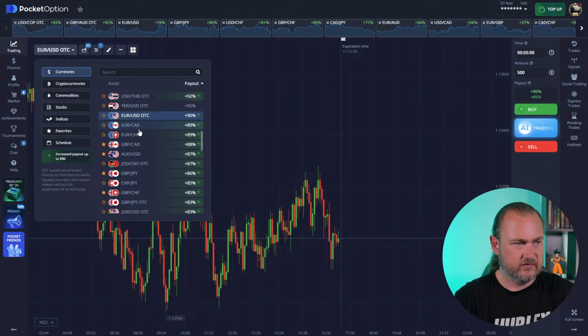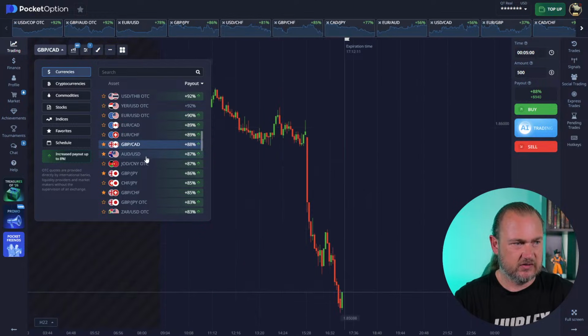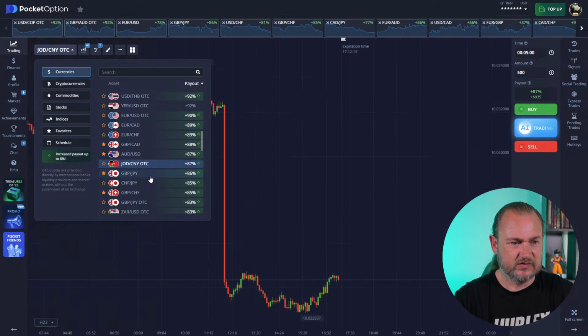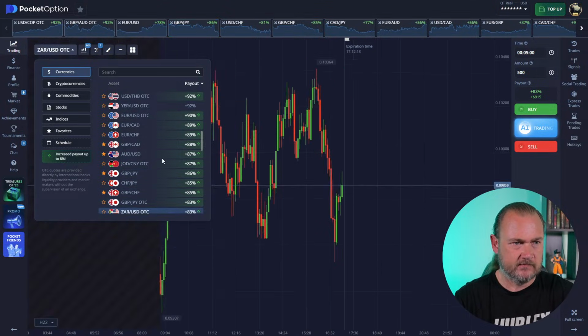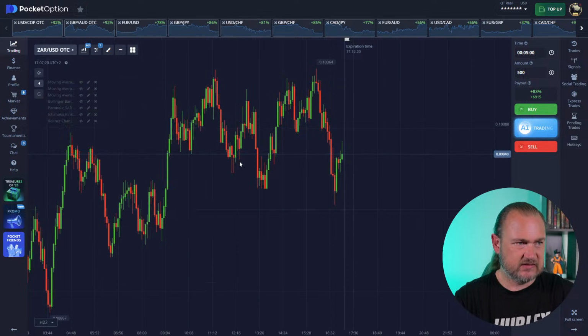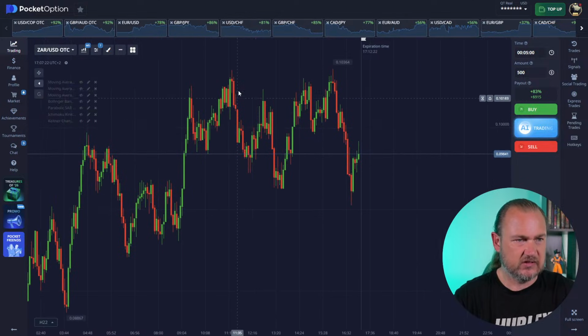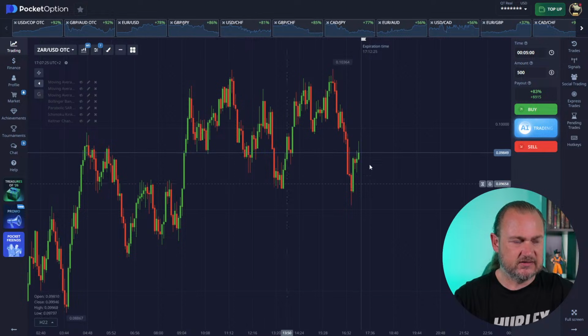Just as luck will have it, we are struggling to find something that's making beautiful support and resistance areas. A lot of examples, but I want a very nice example. There we go. Okay, so this should do fairly nicely.